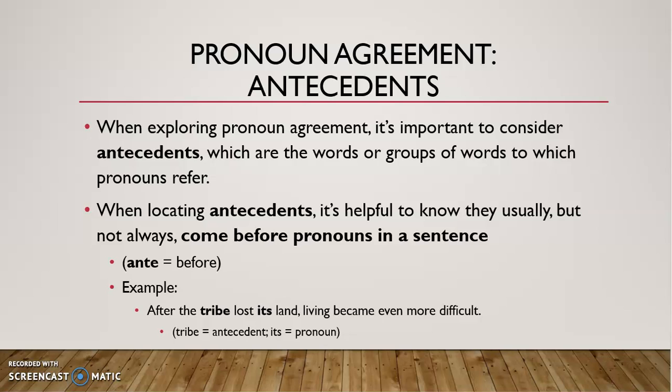When considering pronoun agreement, you have to understand the role of an antecedent. An antecedent is a word that comes before the pronoun. Hint, the word part ante means before. Example sentence, after the tribe lost its land, living became even more difficult. Here, the pronoun is its and the antecedent is tribe. That is what the word its is replacing in the sentence.